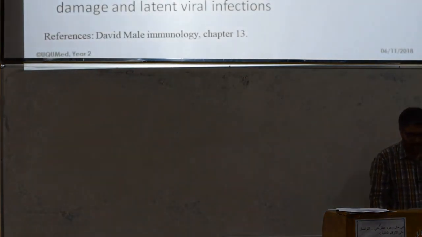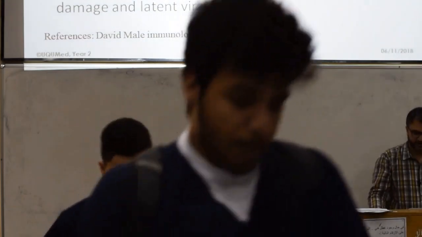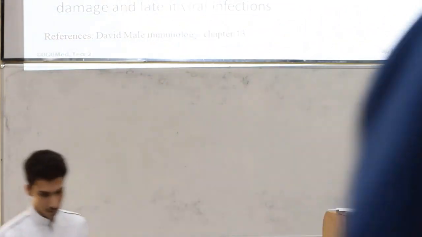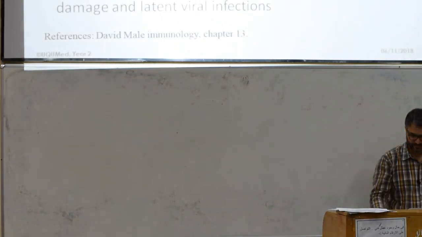The second learning objective is to explain how various viruses evade host immune responses, so escape immune responses. Then, responses to viral antigens can cause tissue damage. So during a viral infection there will be a lot of tissue damage. Why is that, and what is the response to that? And correlate the immune response with tissue damage and latent viral infections.